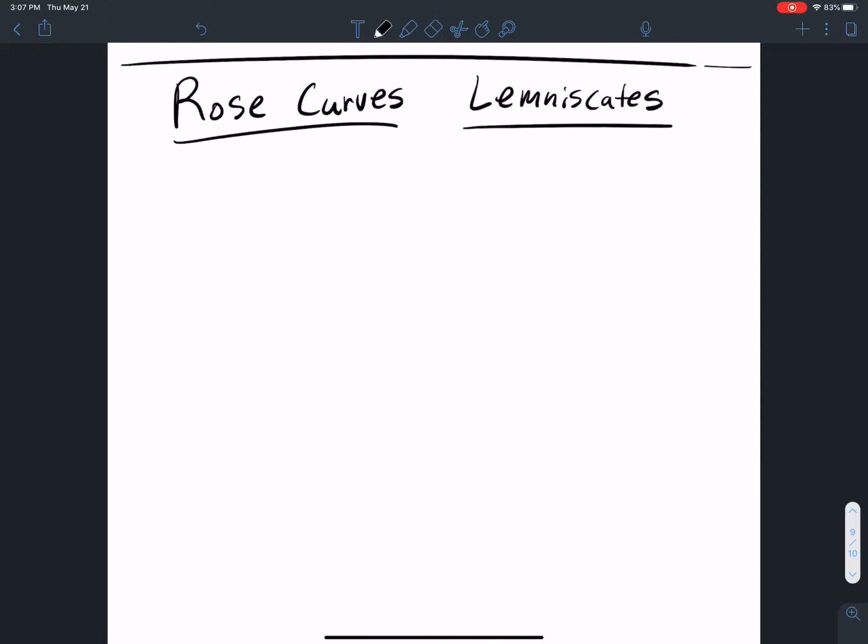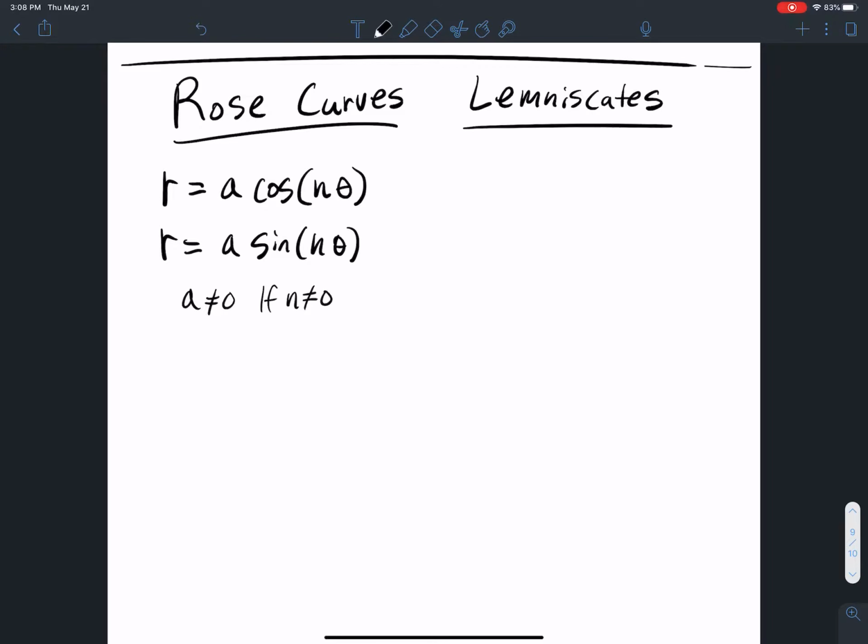So we're going to talk about different types of polar curves. Rose curve, so the form r equals a cosine n theta, and r equals a sine n theta, where a is not equal to 0, and have graphs that are rose shaped. If n is not equal to 0, is even, then the rose has 2n petals.